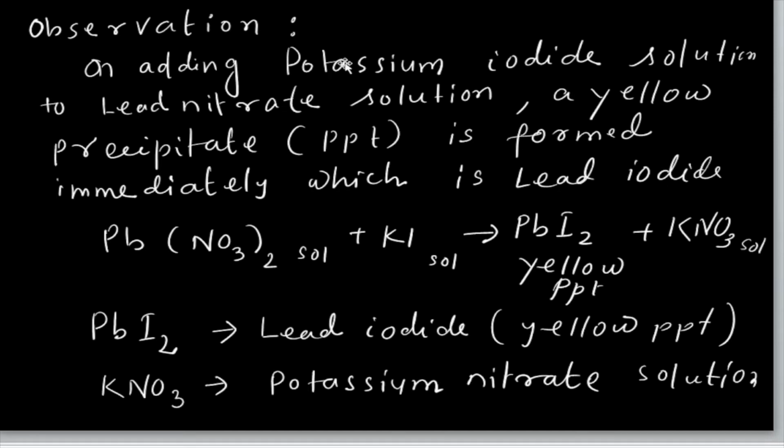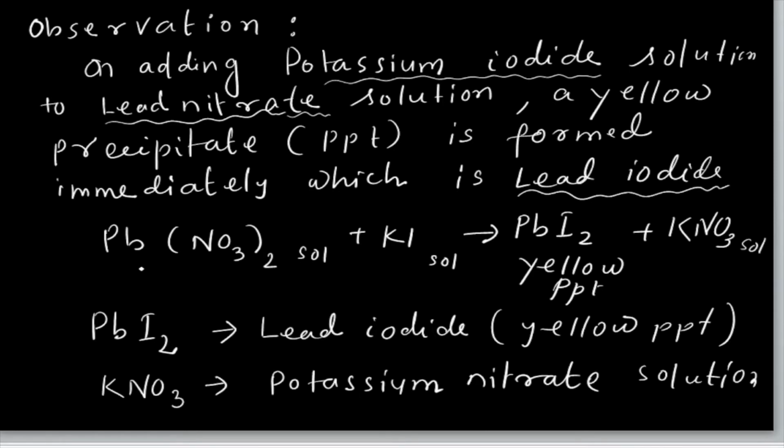Both are colorless. That means you see the magic. Both are colorless solutions. But when they combine in a test tube after adding potassium iodide solution to lead nitrate solution, what happened? A yellow precipitate forms. Precipitate you can write in short as PPT, and it is formed, that is lead iodide. What is lead iodide? Lead iodide is a yellow precipitate.